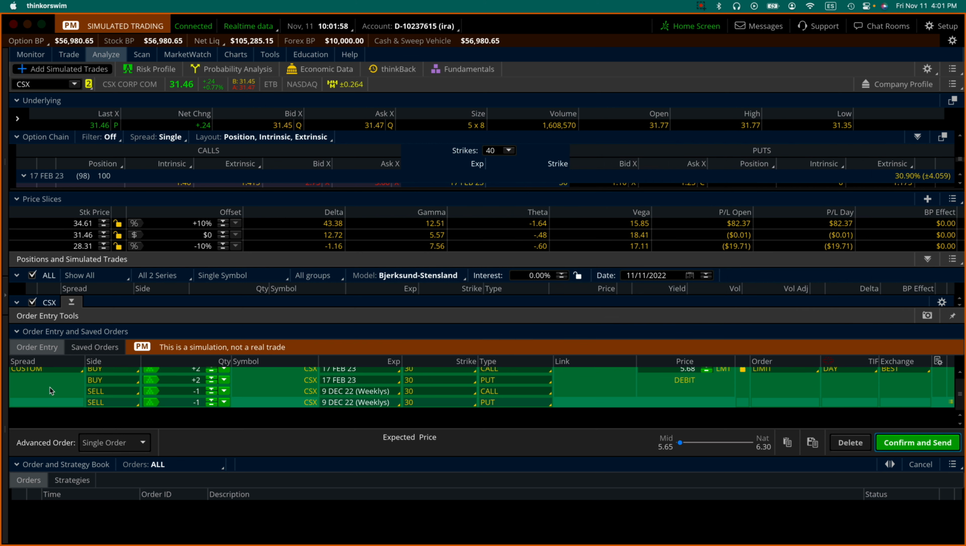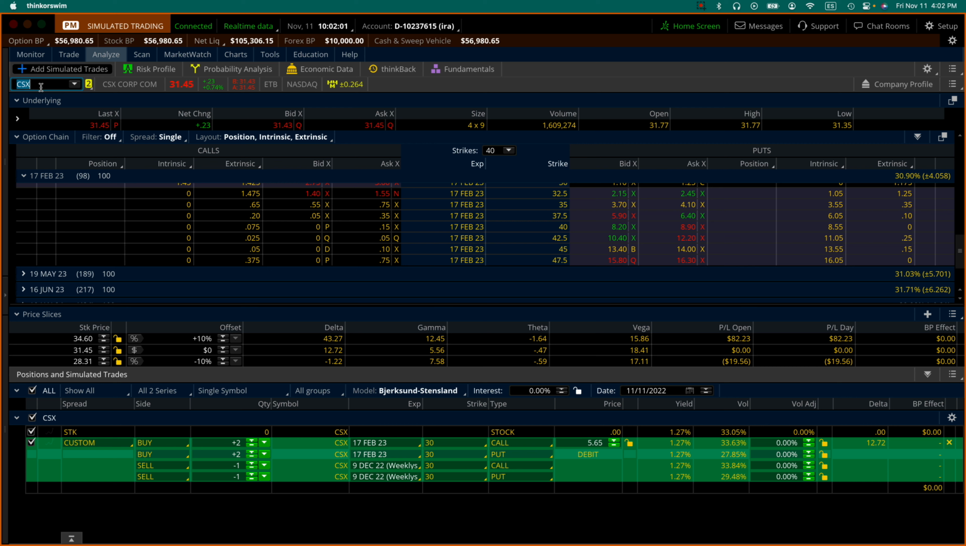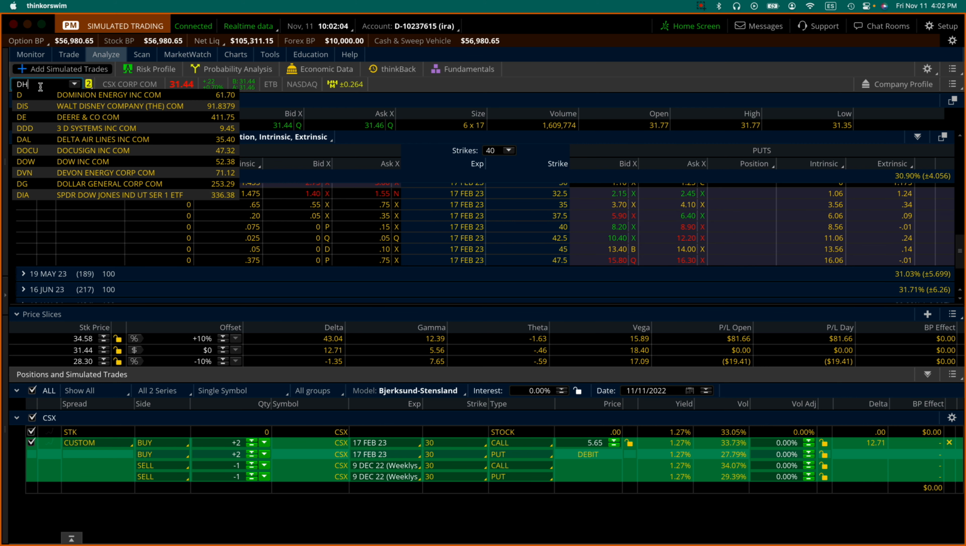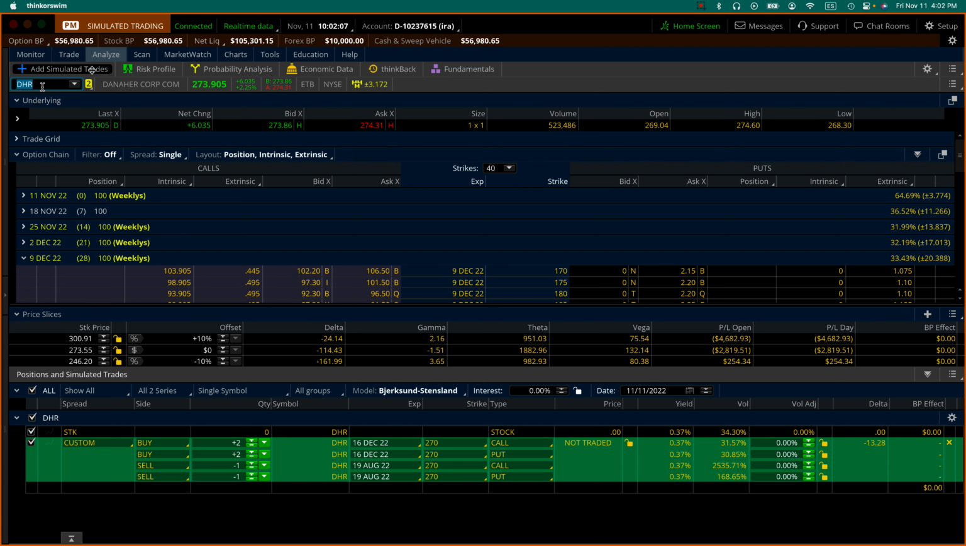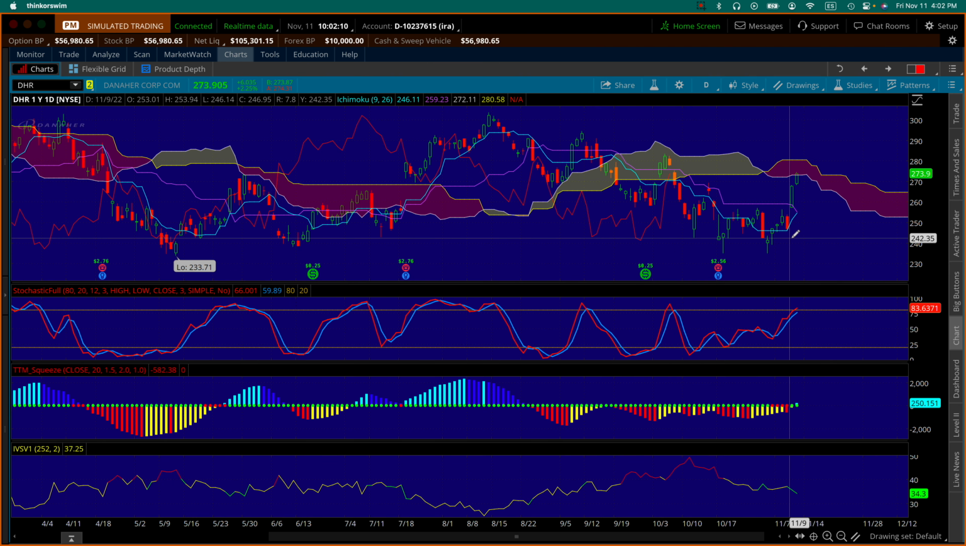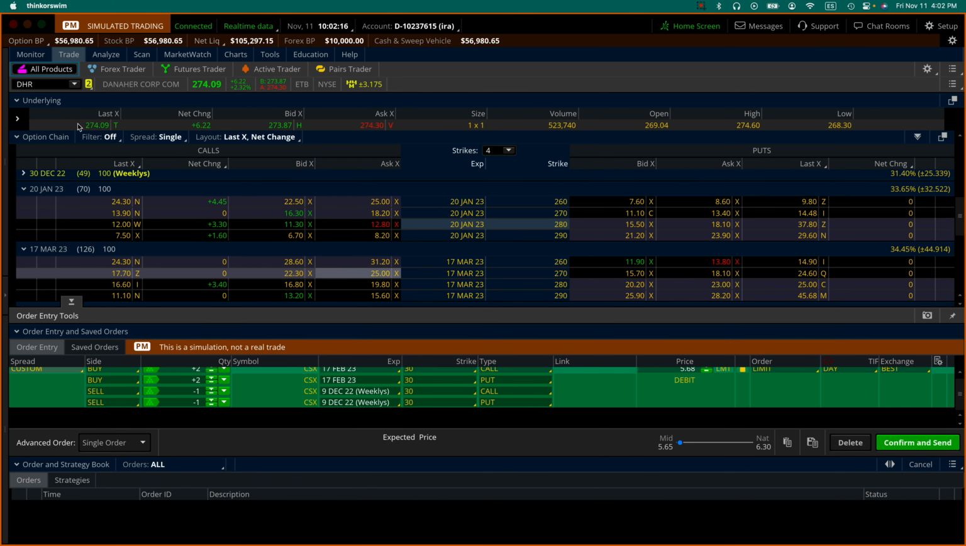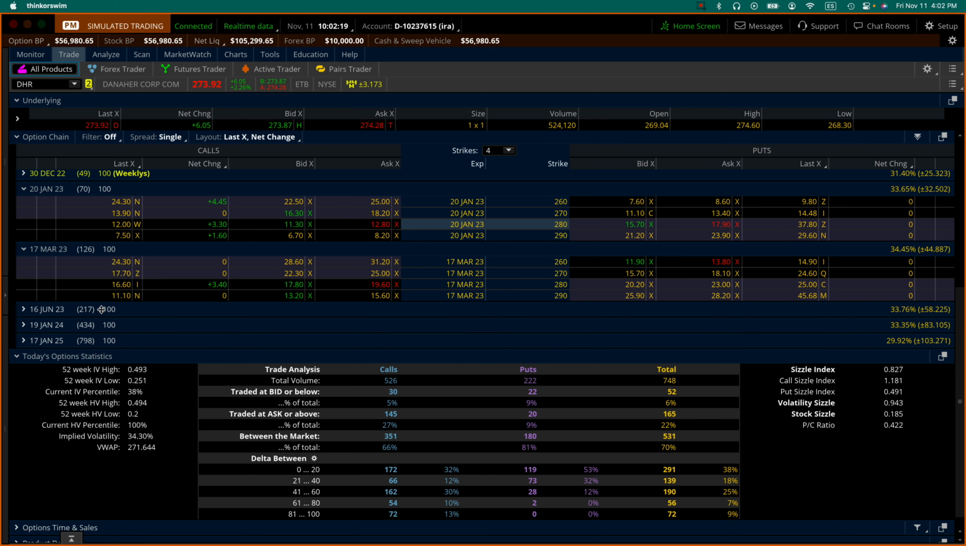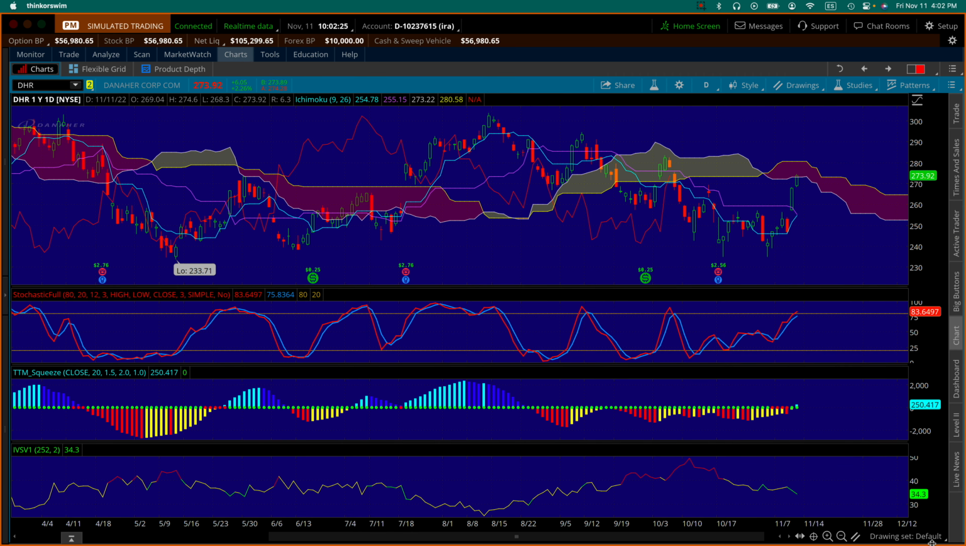All right, let's move on to the next candidate, which is DHR. We're going to examine the chart first, the earnings and so on. The chart looks great. The volatility has dropped down. Look at the implied volatility on the trade tab. Current IV percentile 38, that's kind of high. We needed to be near the lower end during the year, but it's green, so the statistical versus implied is not a big problem.